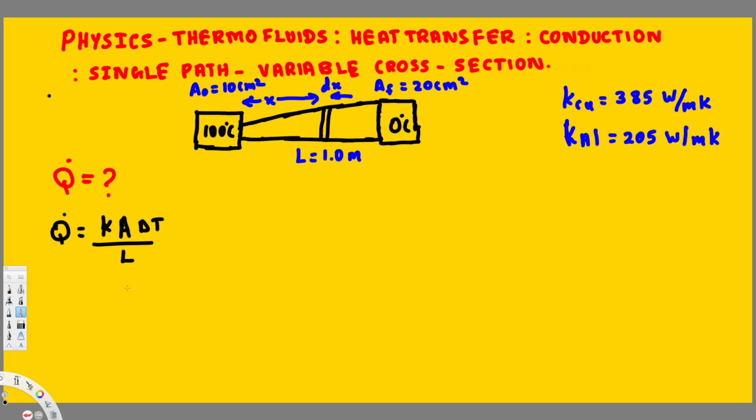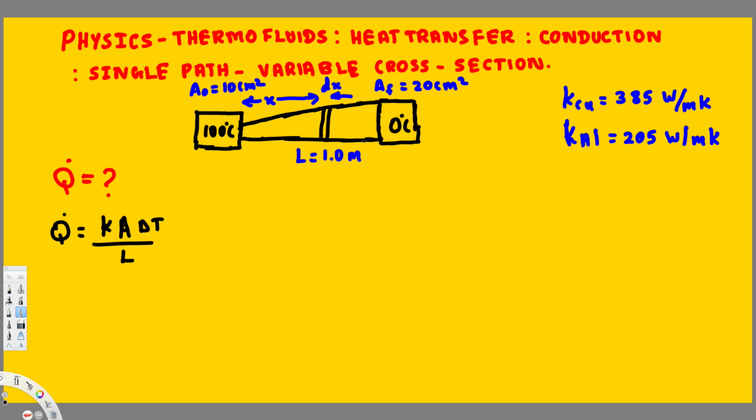Let's do this problem right here. This question is asking for Q dot, that is heat transfer rate. And if you look at this picture, we don't have a straight area, right? The area is changing by the distance. Initially we had 10 centimeters square and the final area is 20 centimeters square. But heat transfer rate is going to be equal everywhere because this is a linear path. And whenever we have heat transfer in series, it's going to be equal everywhere. So the area is going to change, so we have to write area in a different way right here.